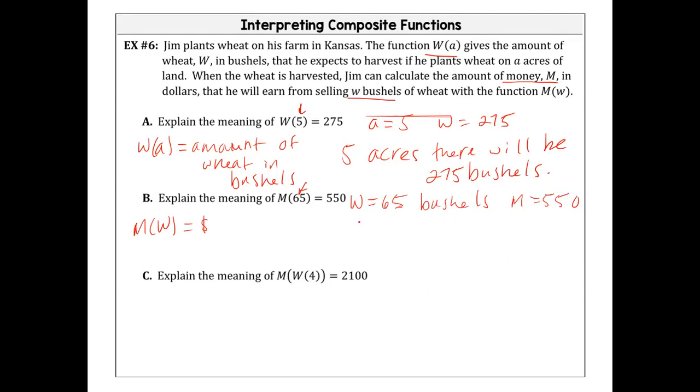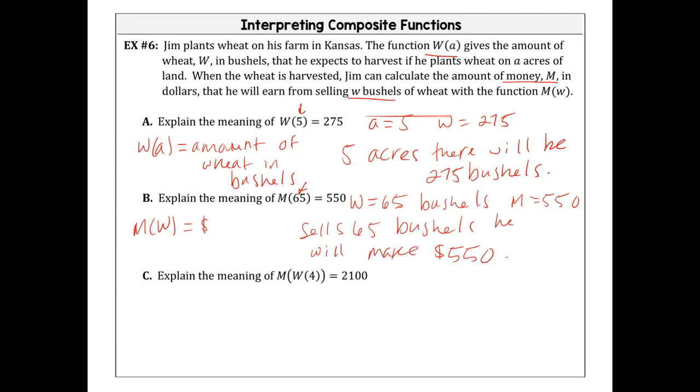So what does that mean? It says if he sells 65 bushels, he will make $550.